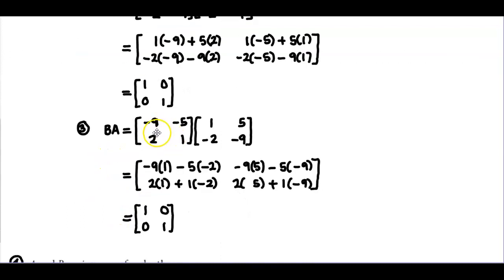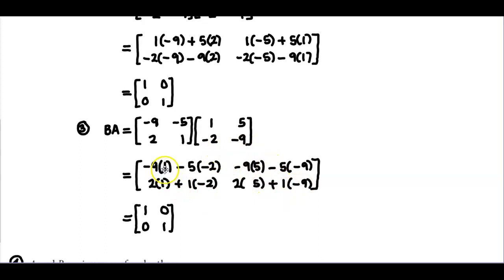So B times A, we have negative 9 times 1 minus 5 times negative 2. Negative 9 times 5 minus 5 times negative 9. 2 times 1 plus 1 times negative 2. And then 2 times 5 plus 1 times negative 9.